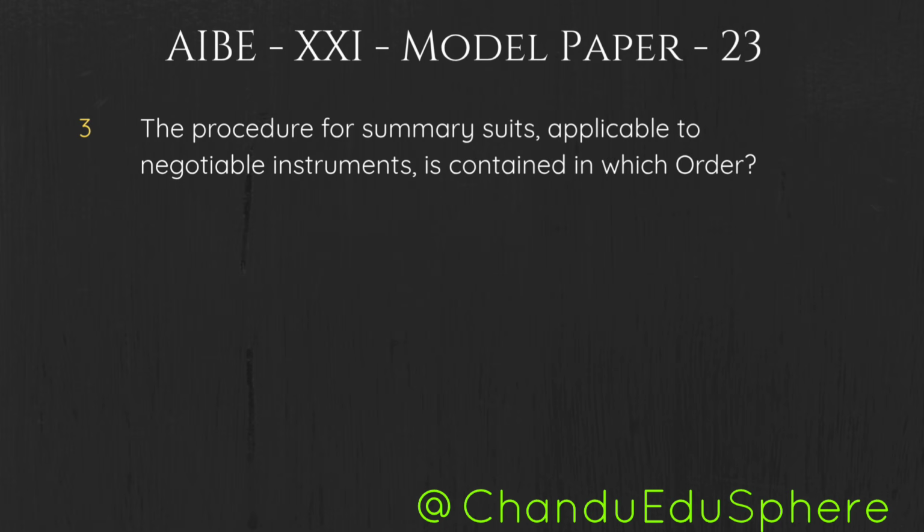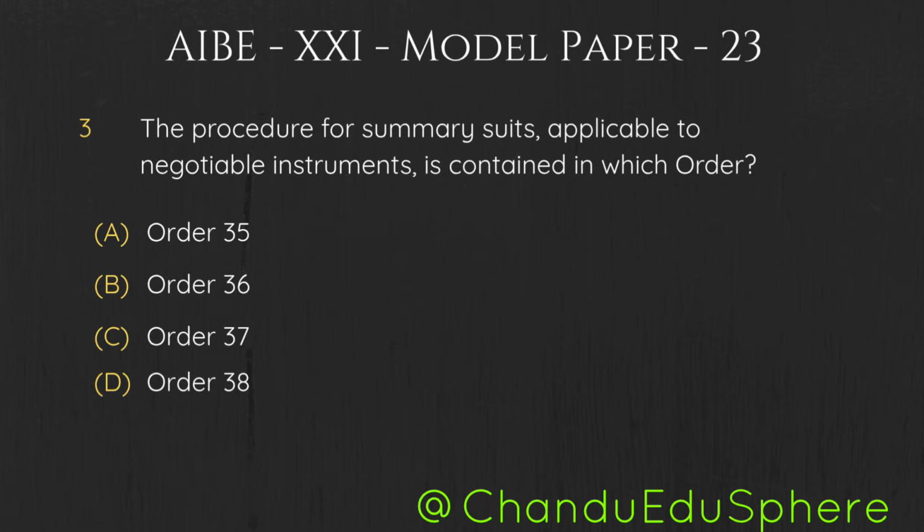The procedure for summary suits applicable to negotiable instruments is contained in which order? Order 37 of the CPC provides a special summary procedure for suits on bills of exchange, hundis, promissory notes, and other written contracts for liquidated demands, enabling speedy disposal without giving the defendant a right to defend as of course. C.